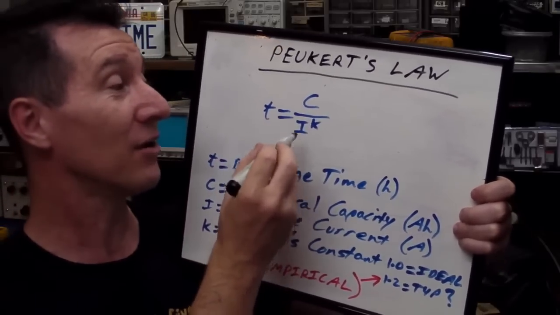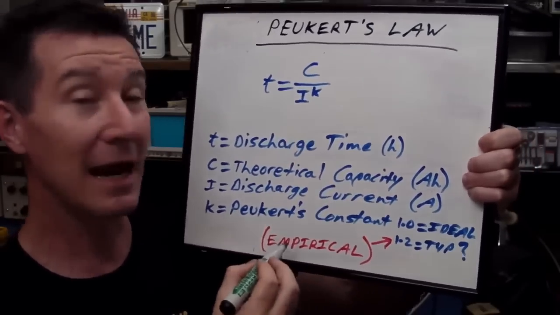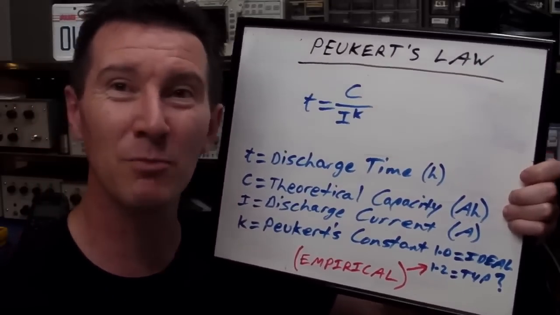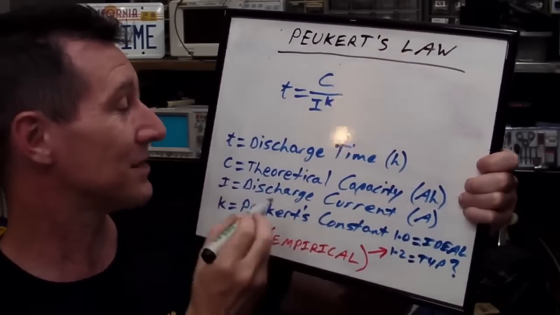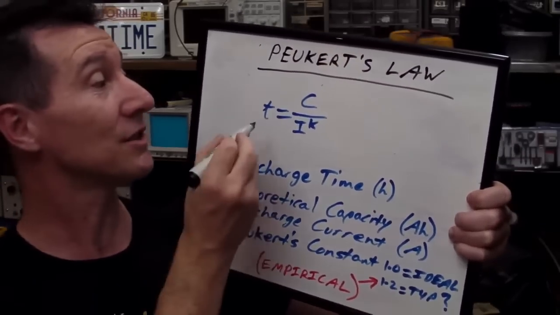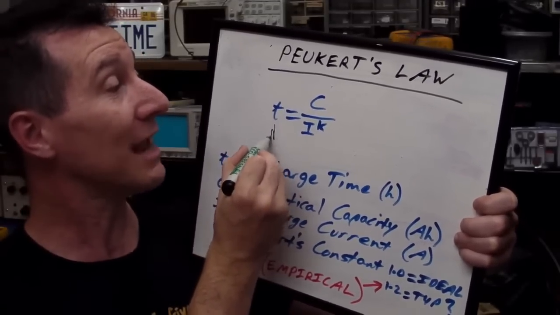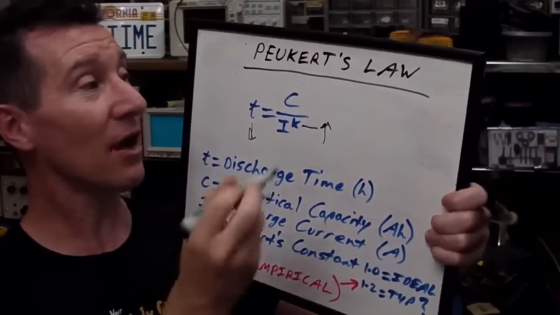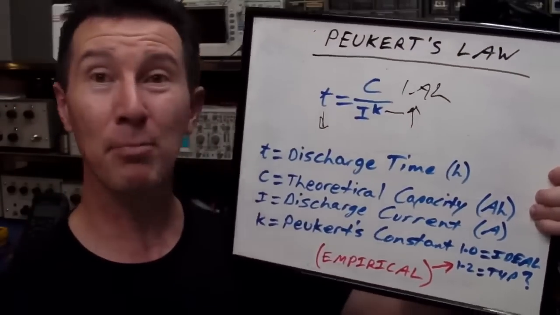Basically, T equals C on I to the power of K, where K is Peukert's constant, which is actually an empirical measured value for the battery. 1.0 being ideal, 1.2 might be typical, something like that for a battery. T is the discharge time, C the theoretical capacity, and I the discharge current. So as you can see, the discharge time goes down if K, the constant, goes up. So your nominal 1 amp hour battery might drop to 0.8 amp hours or something like that. Look it up if you want to know more.